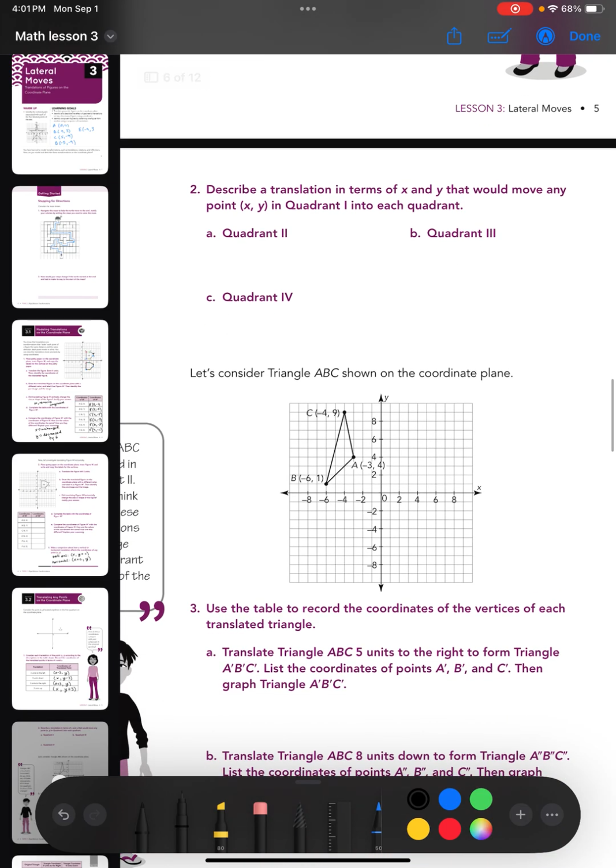All right, describe a translation in terms of x and y that would move any original point in quadrant 1 into each of those quadrants. So to move to quadrant 2, we've got to move in the x direction to the left. We've got to go left whatever the x value's units are. So if we're at an x of 2, to get into that other quadrant, we've got to move more than 2 left. So the x would have to move more than x units left.